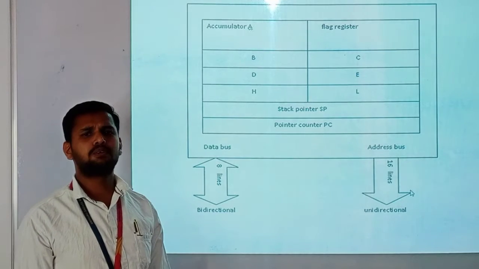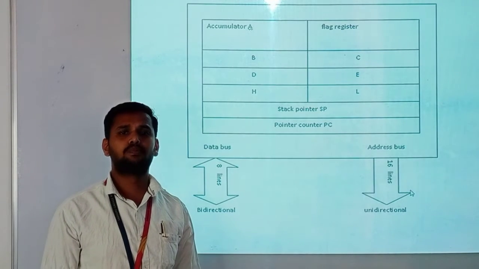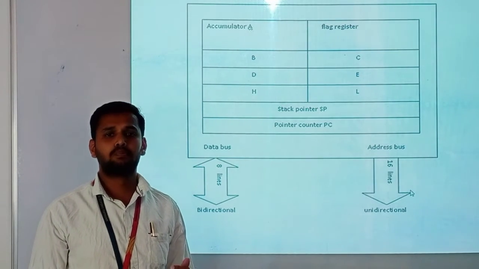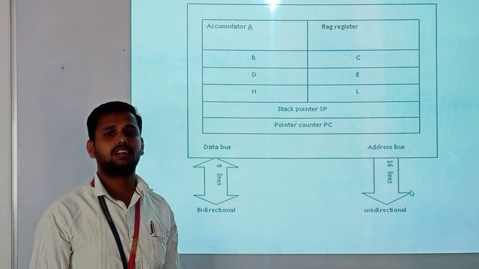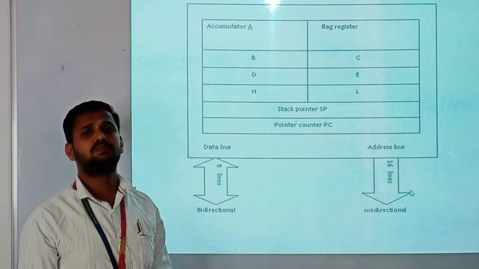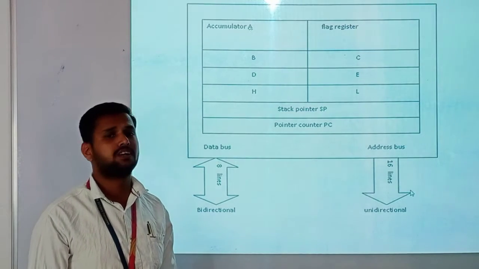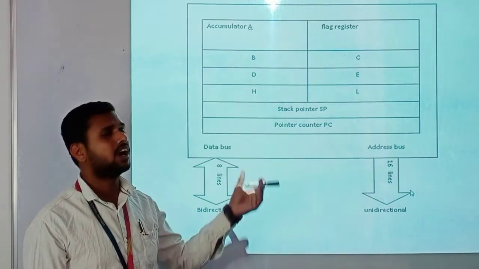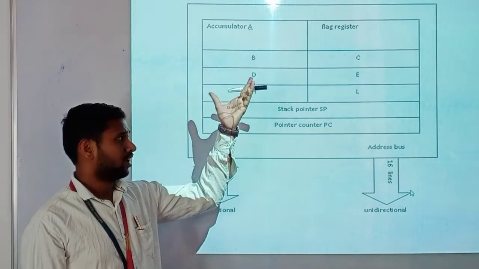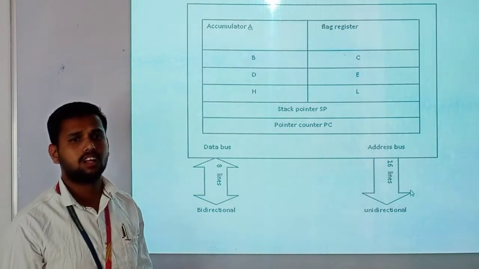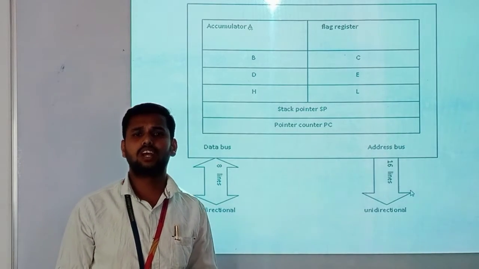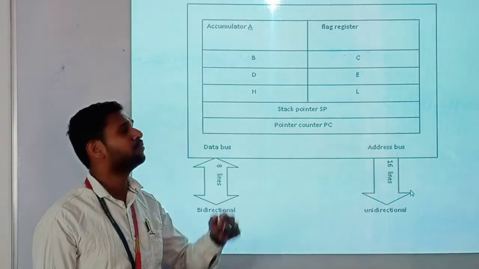In the block diagram of the microprocessor, there are a number of different blocks, but some blocks cannot be used by the programmer and some blocks are available to the programmer. These blocks are known as the programmer model. In the programmer model, we can use the 8085 microprocessor.